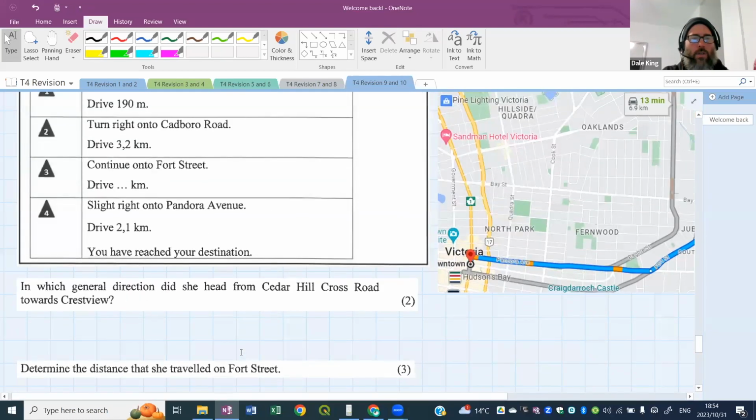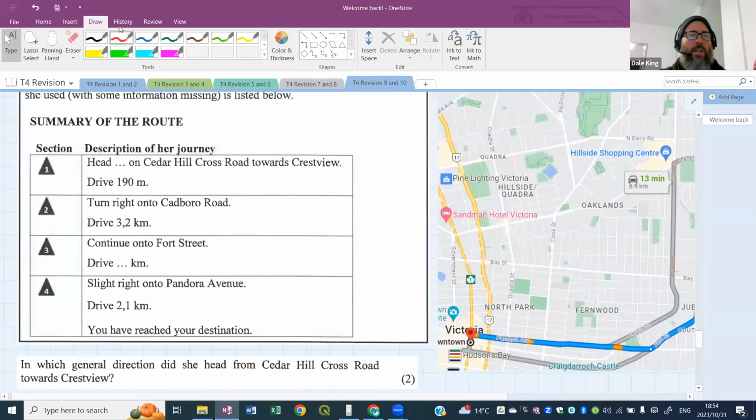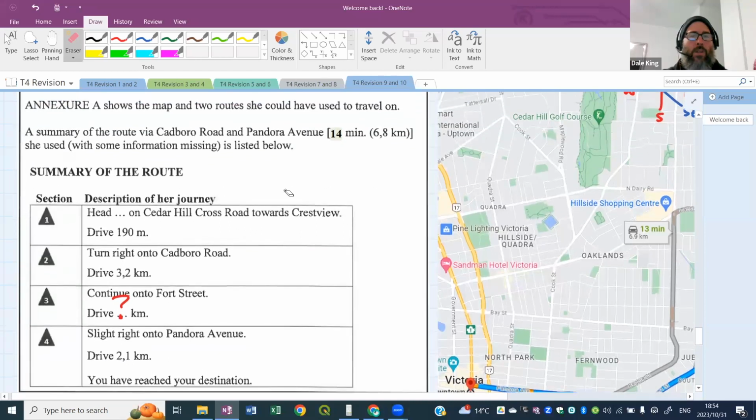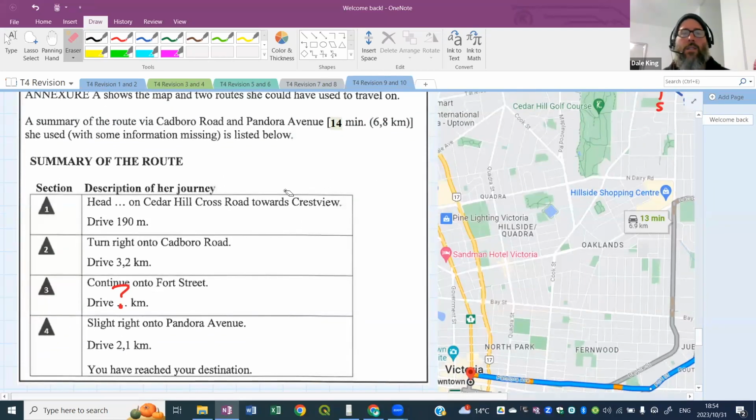Determine the distance that she traveled on Fort Street. Now, we can see here that this part of the route is the Fort Street section. Continue onto Fort Street and drive a certain number of kilometers. So how would we find out how far she drove on Fort Street? How could we tell that? This is the last question for tonight. How far did she travel on Fort Street? How do we figure this out, ladies and gentlemen? We'll do this one and then we'll call it a night.